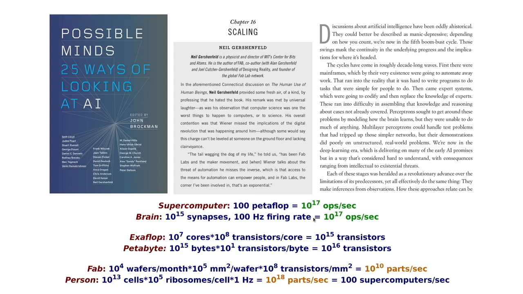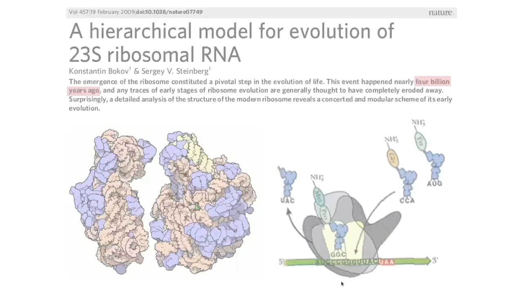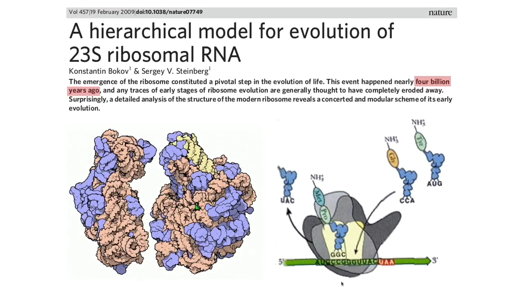But if you look at the fab making the supercomputer, it's doing about 10 to the 10 parts per second. You, as you sit there digesting your lunch, you're doing 10 to the 18 parts per second. So there's 8 orders of magnitude in fabricational complexity, in sort of molecular intelligence. So the insight there is a little earlier. It's 4 billion years old. That's the evolutionary age of the ribosome.